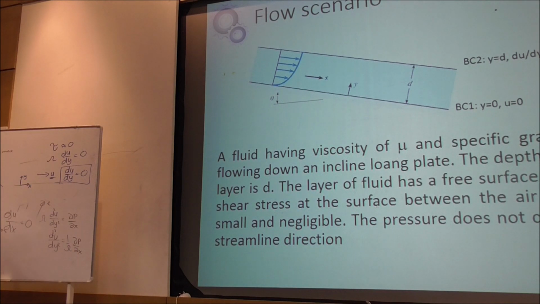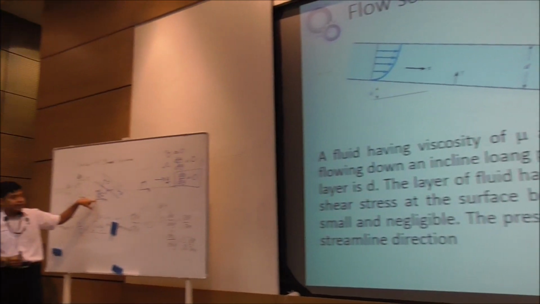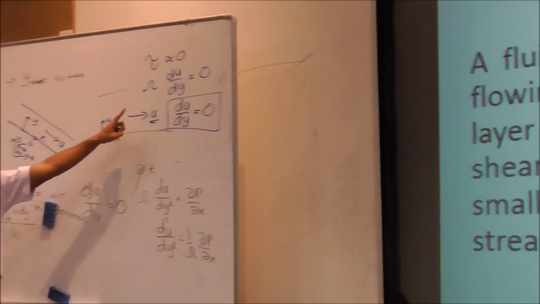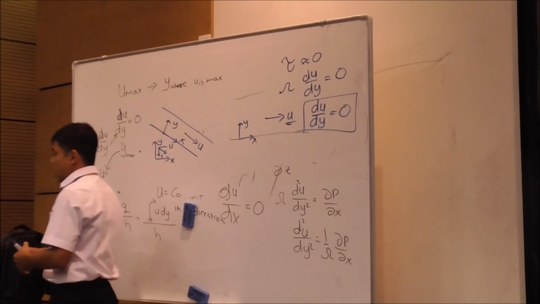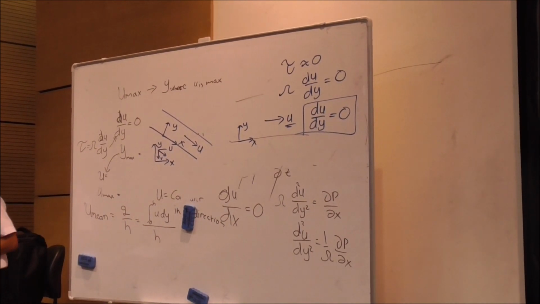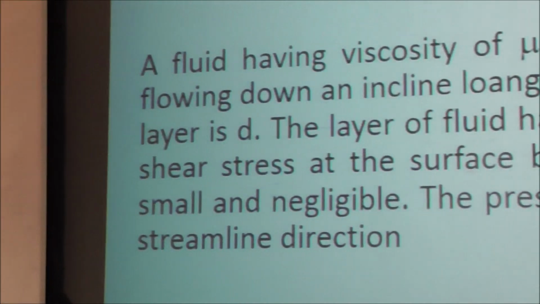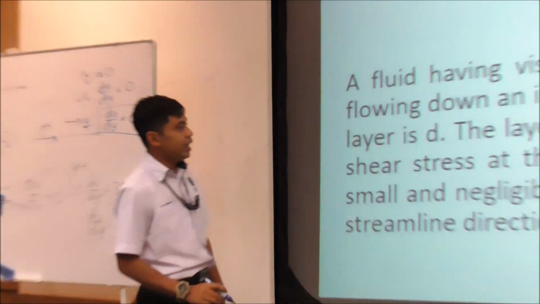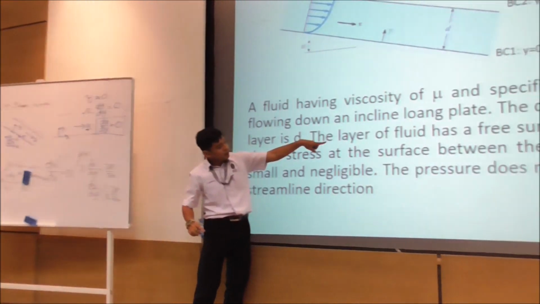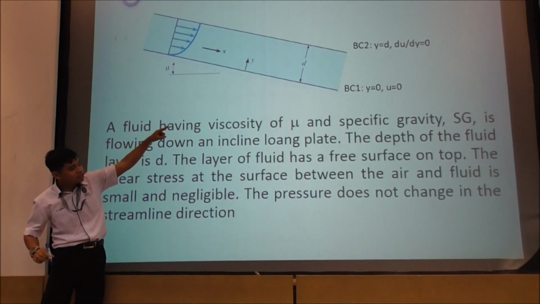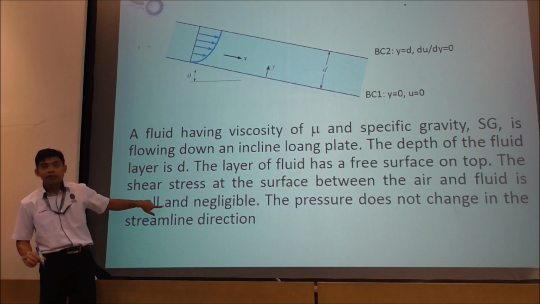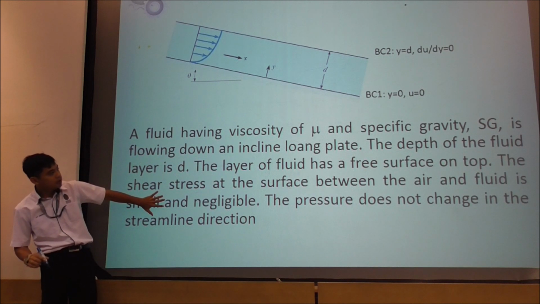Okay, so that's the two changes that I make. One is the direction of the coordinate. Second is the free surface, right? Rather than having a wall, you are now having a free surface. So how do we analyze it? Okay, it is the same. You need to look at the condition. Now the condition is the layer of the fluid has a free surface. That is your boundary condition. The shear stress at the surface between air is small and negligible. That's why you get that du dy equal to 0, right?